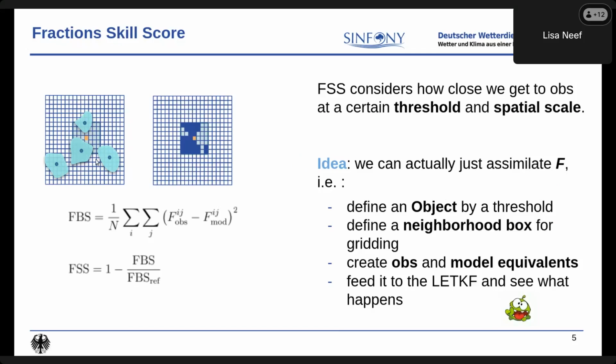So we take a threshold in dBZ and we decide that any convective object is the polygon where that threshold is exceeded. Then we define a neighborhood box for this gridding to give us a spatial scale. Then we do the same thing for observations and model, just like when we compute the FSS. And so this number, this F, if we have an observation and we have 40 model equivalents, we can just feed that into the local ensemble transform Kalman filter and see what happens. The nice thing about ensemble filtering is, as long as you have both an observation and a model equivalent, the LETKF will eat the data, and you might get something sensible out.